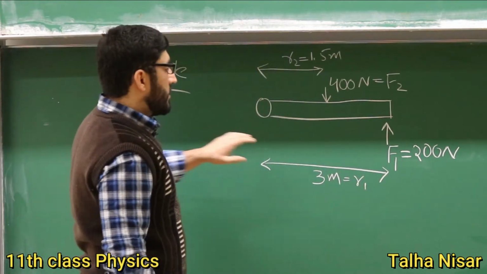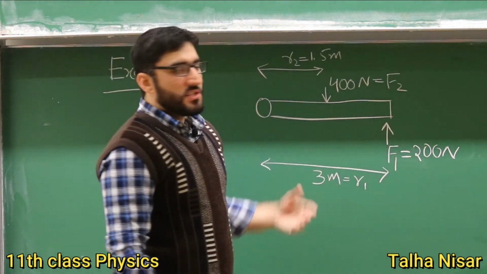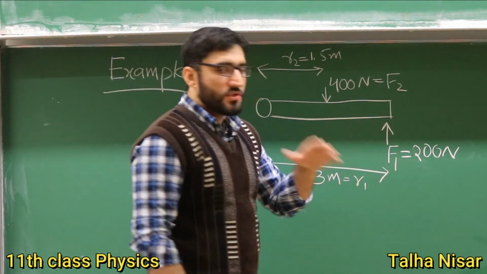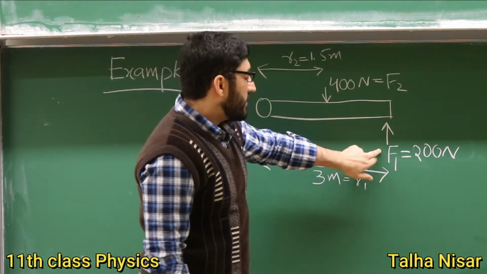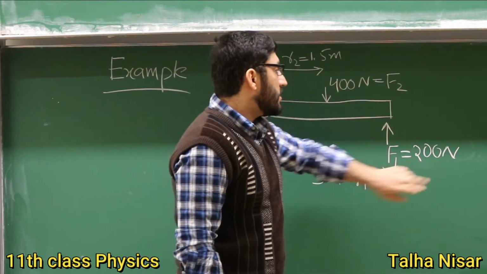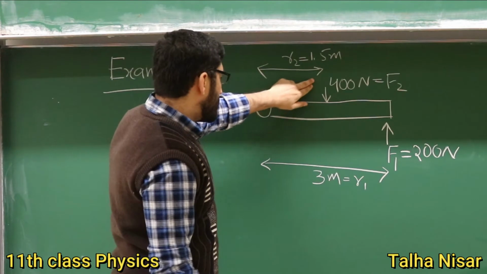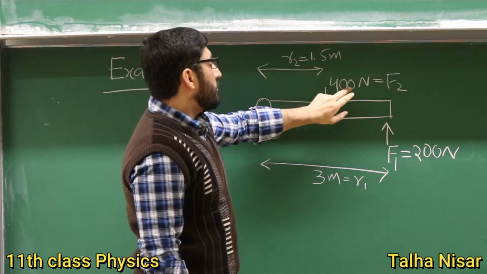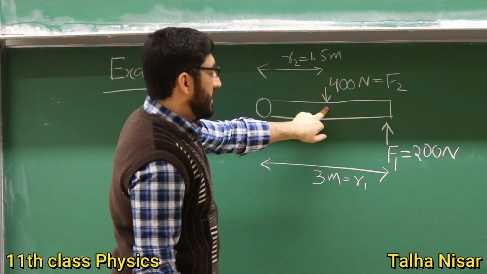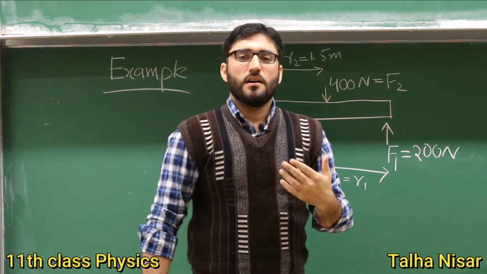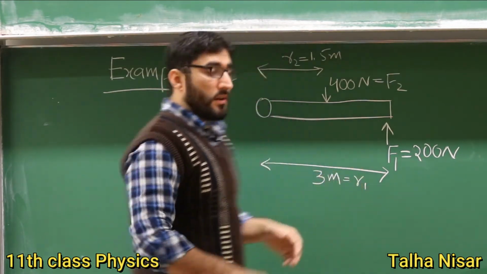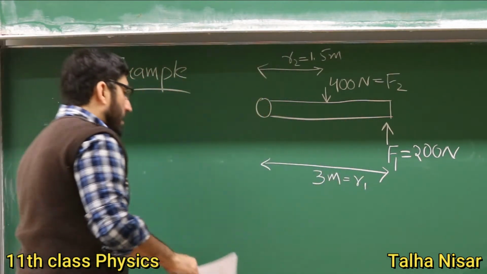So first we find out how much torque is produced because of this F1 force, which is 200 newtons, and then we will find out what is the torque that is produced with the 400 Newton force which is applied here, and then we will find out what is the net torque on this whole system, on this door.